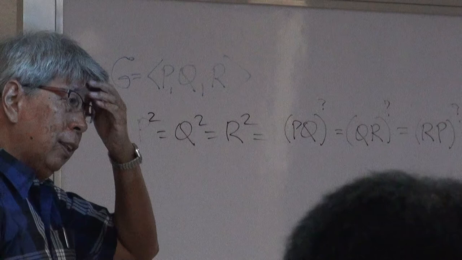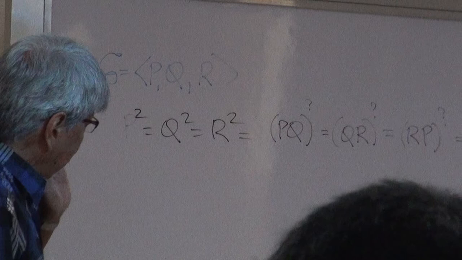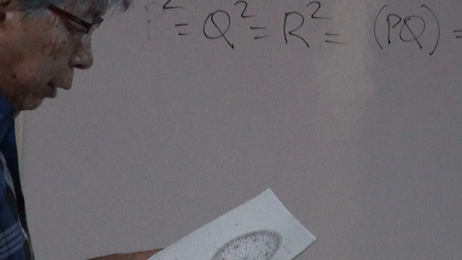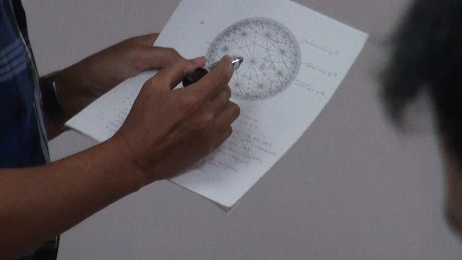So P squared, Q squared, R squared are all of order 2, no? Because they are mirror reflections. And then the first question is, what are the orders of the following rotations? What's the order of PQ, what's the order of QR, and what's the order of PR? And of course, you can get that from looking at the interior angles of the triangle delta.